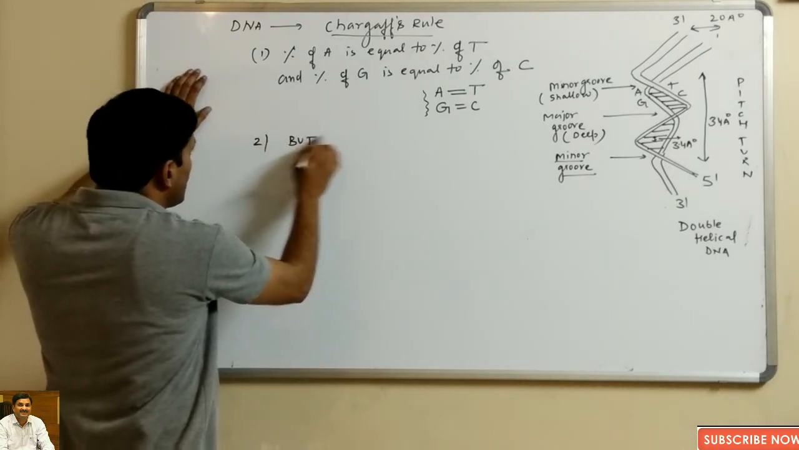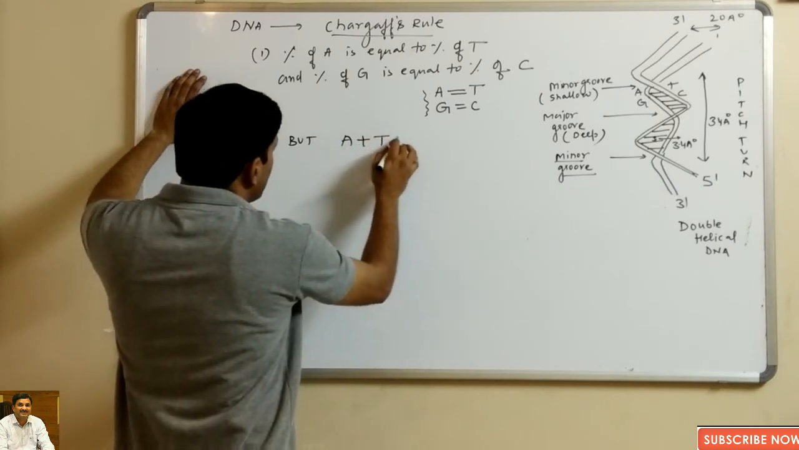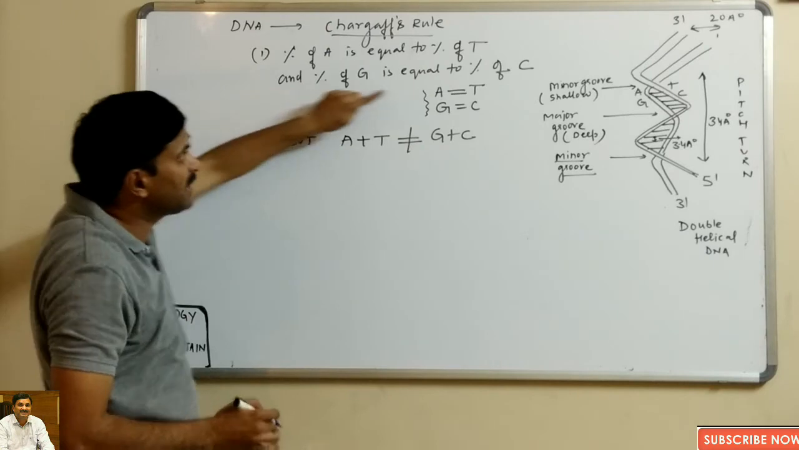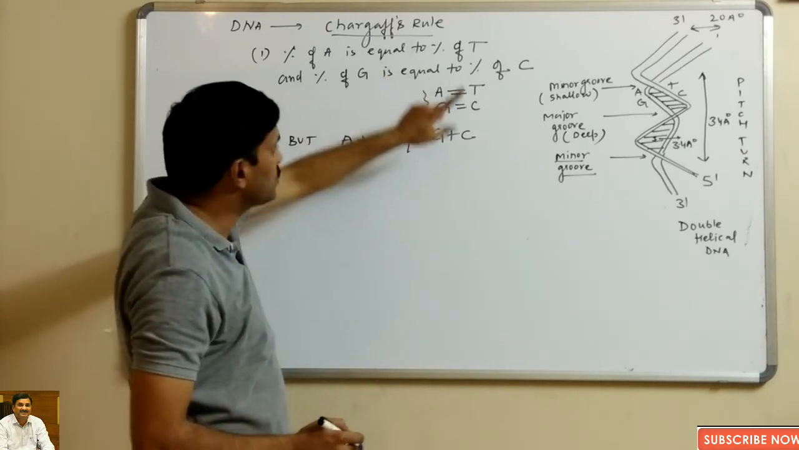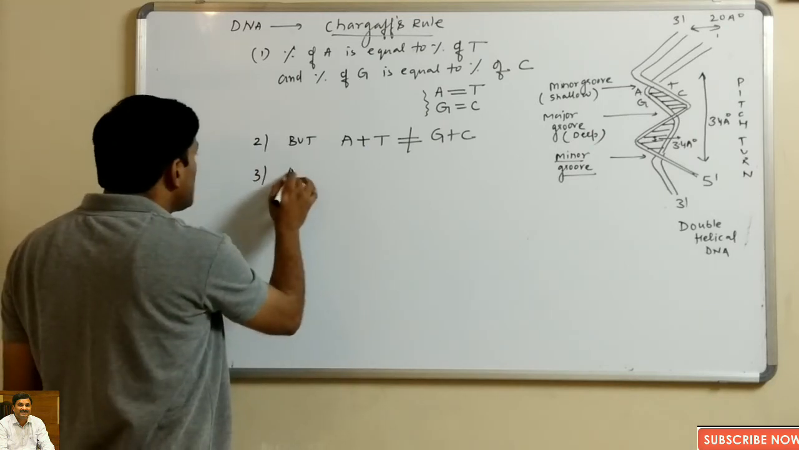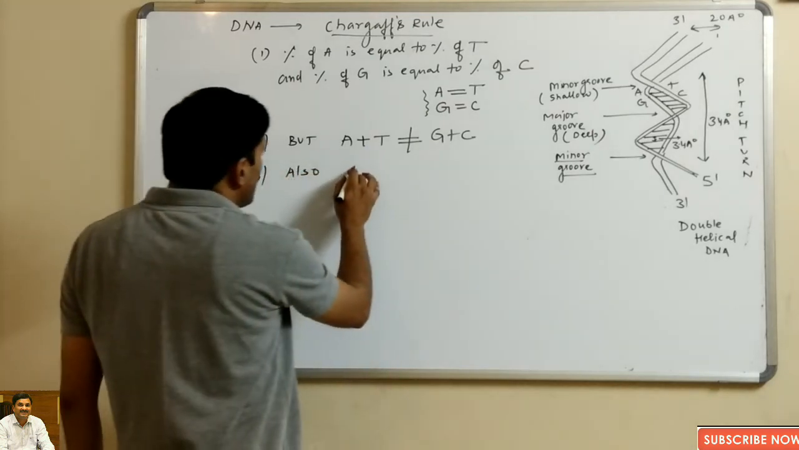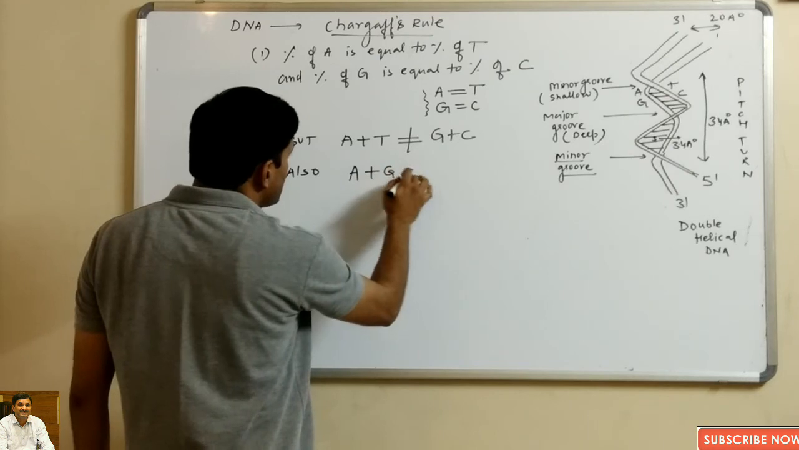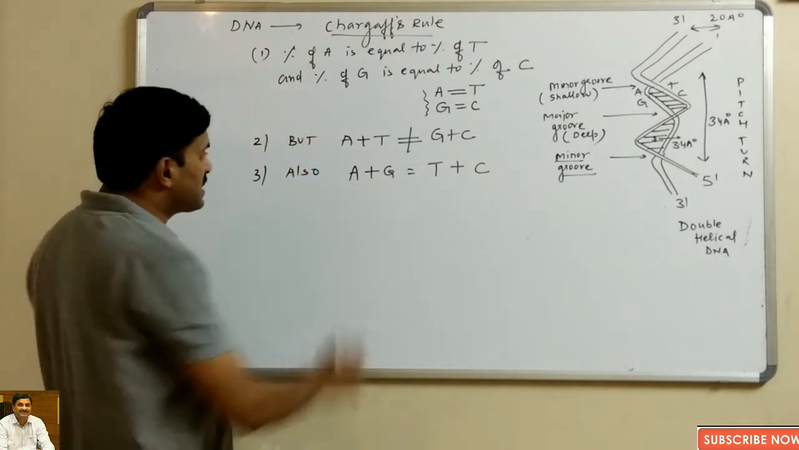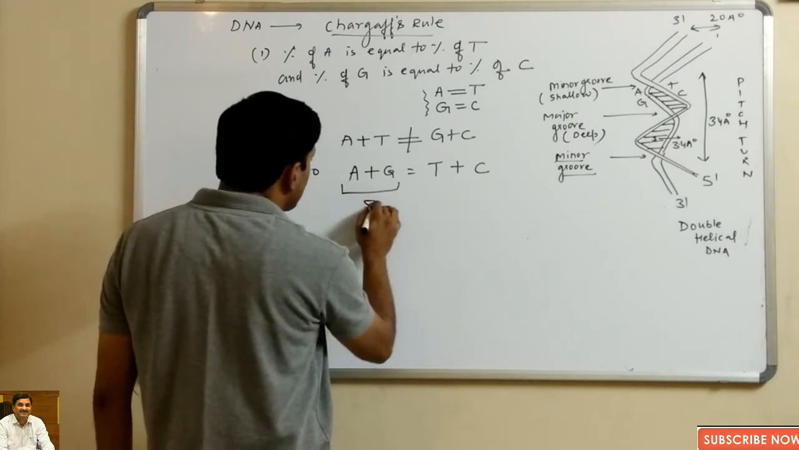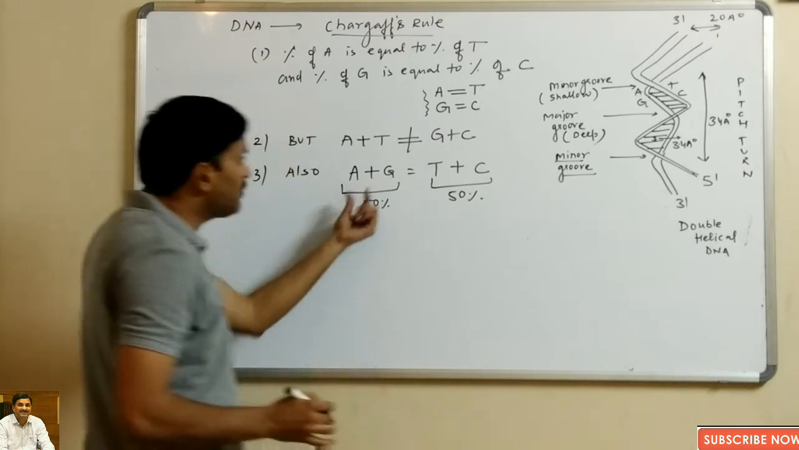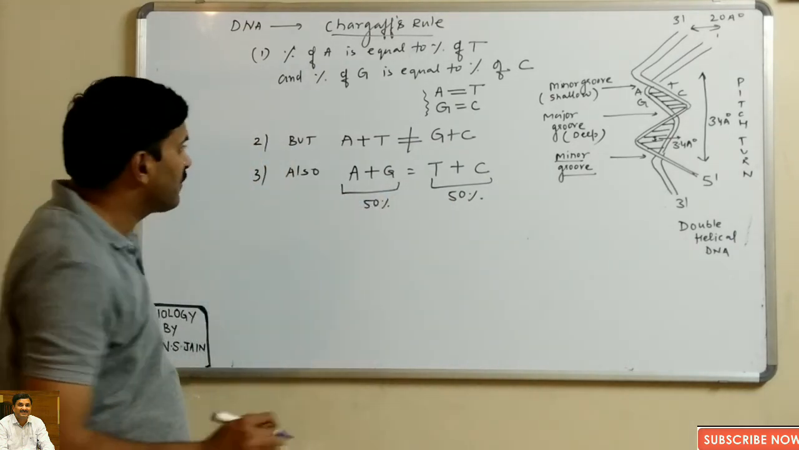But A plus T is not equal to G plus C. Chargaff's rule says that A is equal to T, G is equal to C, but A plus T is not equal to G plus C. Also, you must know that A plus G is equal to T plus C, and this must always be 50%. This is very important for solving the questions. A plus G is equal to T plus C, which must be 50%.